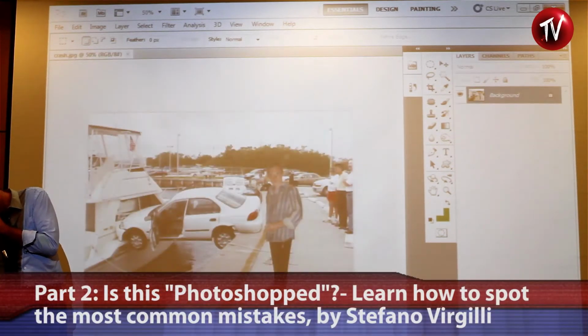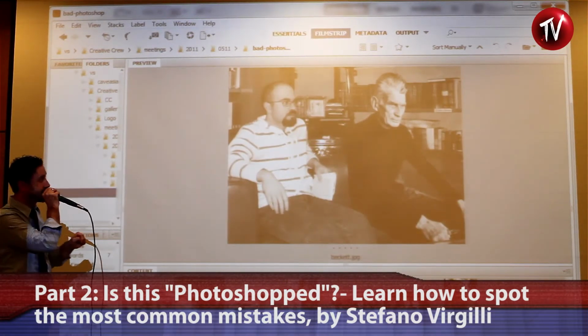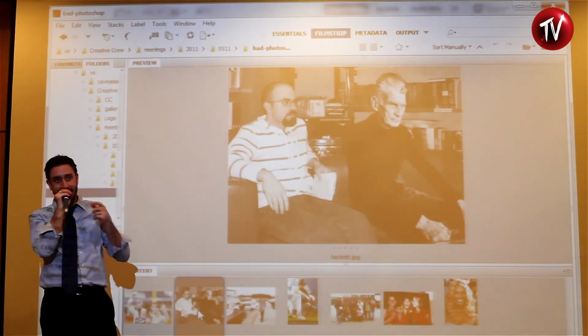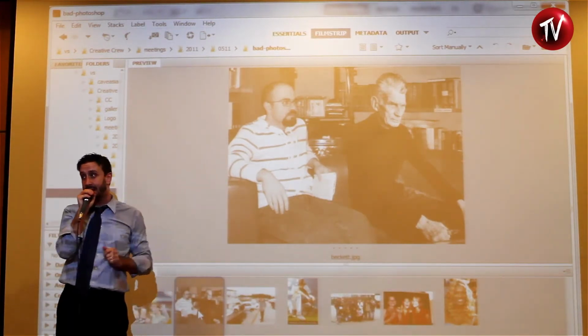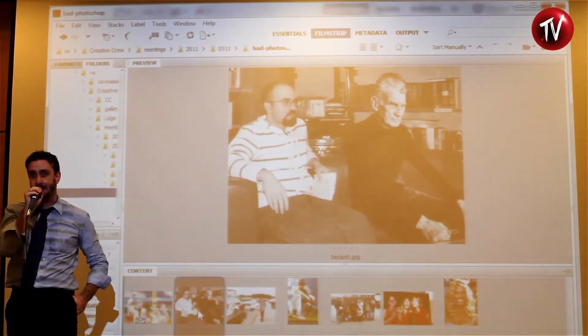Next one. How about this one? Beckett, yeah, Samuel Beckett, beside the average Joe. Why is the famous writer on the left, or actually on the right, fake? How can you tell it's fake?